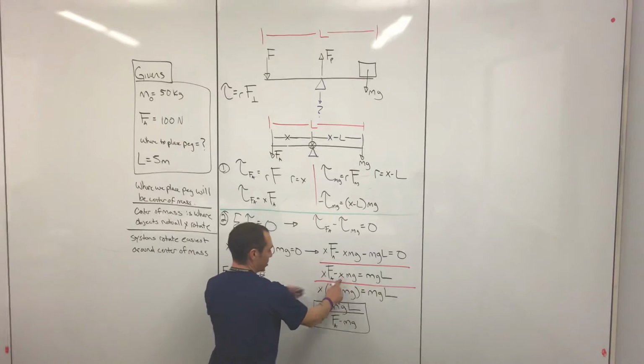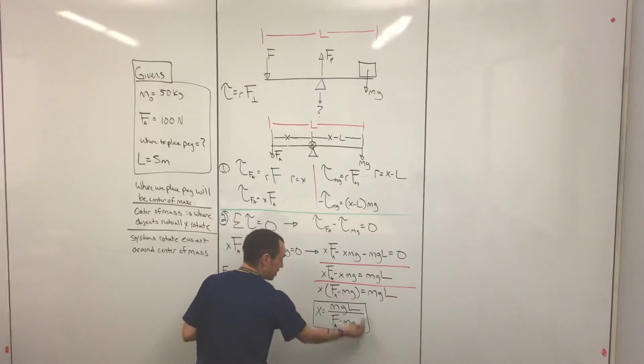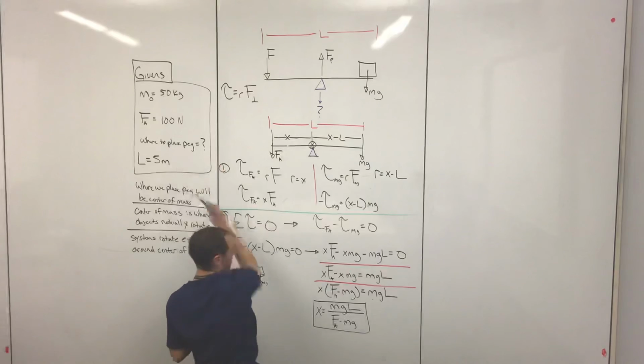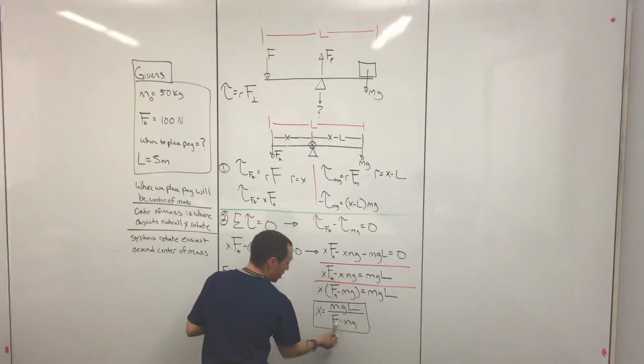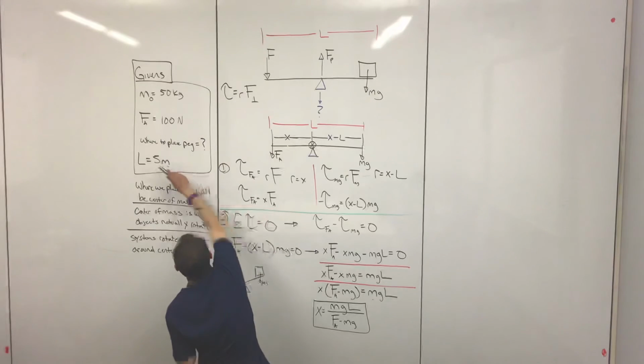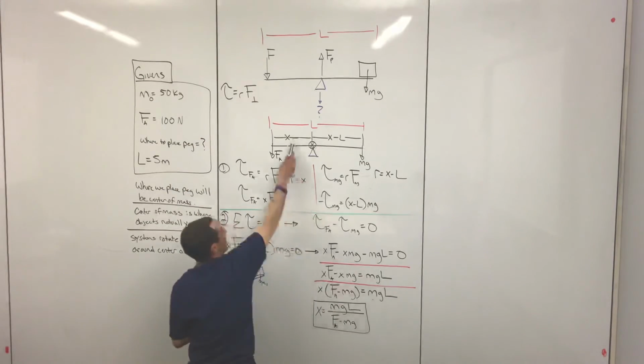Then I want to factor out x. Since x is in both these terms, I can factor it out, leaving Fa minus mg inside. Then I can solve this for x, which would be mgL, where L is the original length we were given. We know mg, we know g, we know the mass of the thing, over the applied force, which we know, minus mg. That's going to be x.